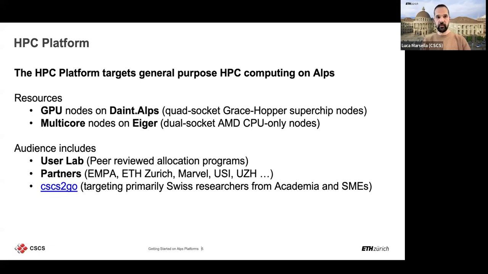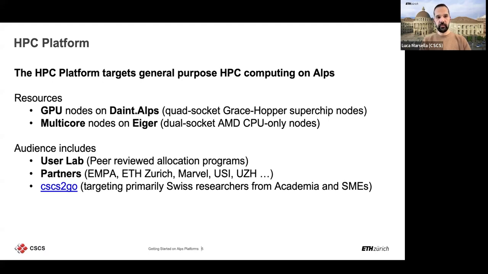Now, we start with the HPC platform. We call the HPC platform the one that targets general purpose HPC computing on the Alps infrastructure. The resources available on the HPC platform are GPU nodes on Daint on Alps. We usually shorten that to Daint.alps, which is also convenient because when you access it, you SSH to daint.alps from the front end. We have here quad-socket Grace Hopper superchip nodes. We have also in the HPC platform the multi-core nodes of Eiger, the dual-socket AMD CPU-only nodes.